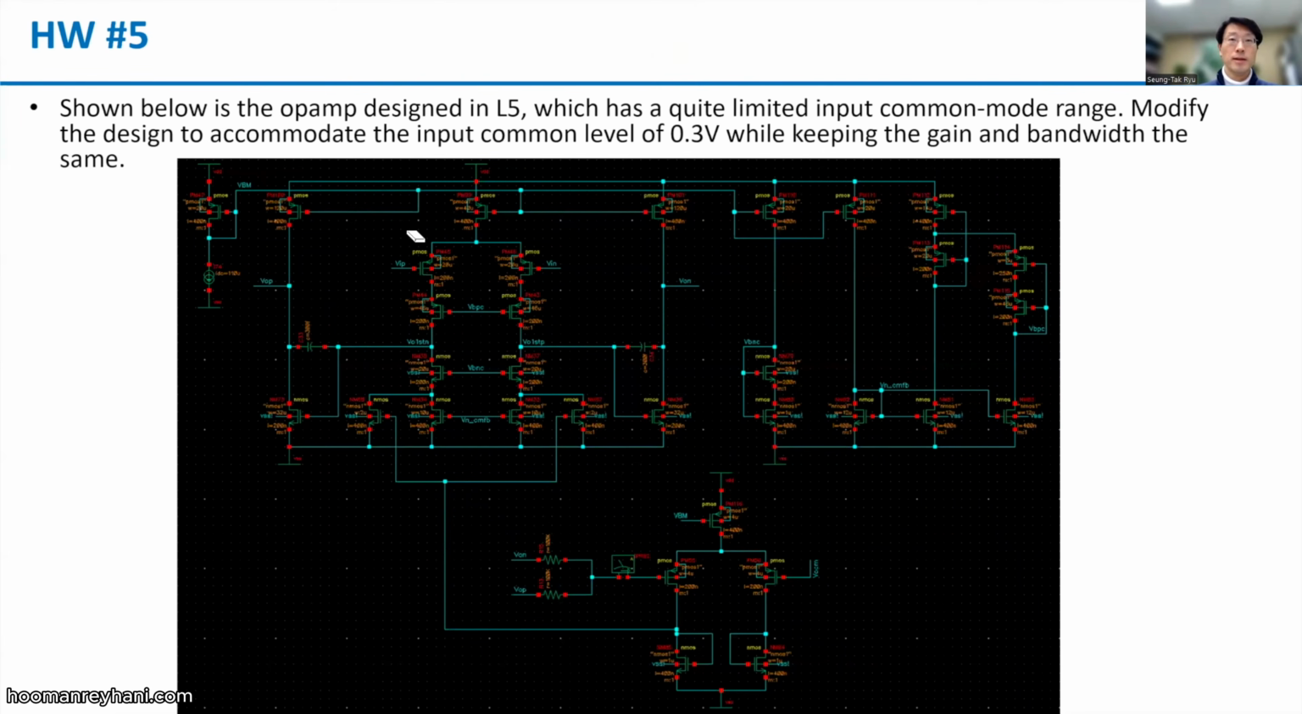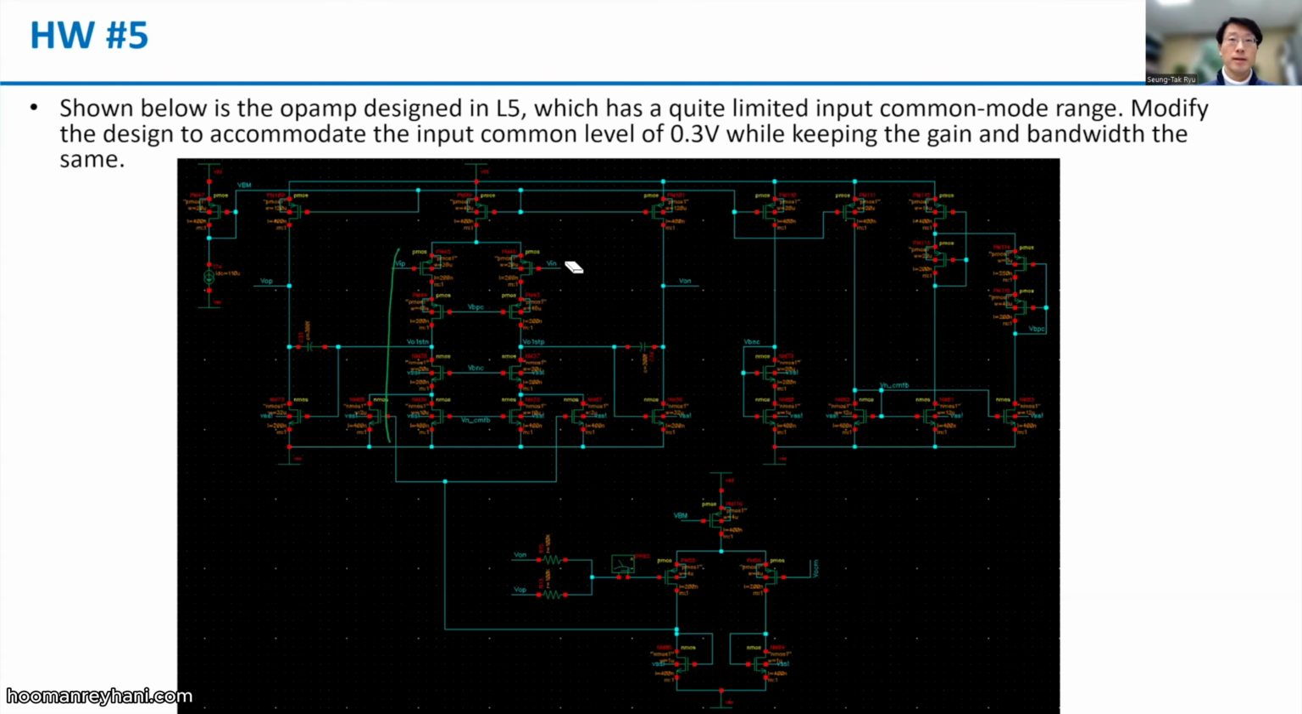Homework 5 is about a different amplifier structure design from the one we designed in lecture 5. In lecture 5, we designed a two-stage amplifier with a telescopic first stage plus a common source second stage. One issue we know with the telescopic structure is its very limited input common mode range.